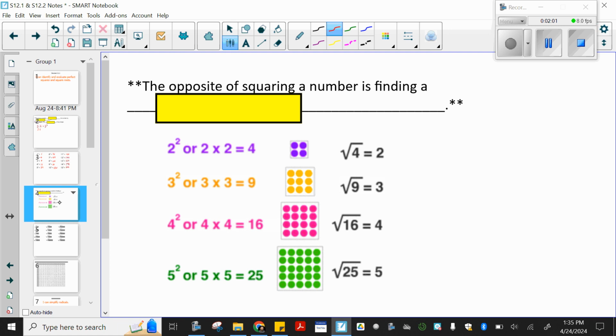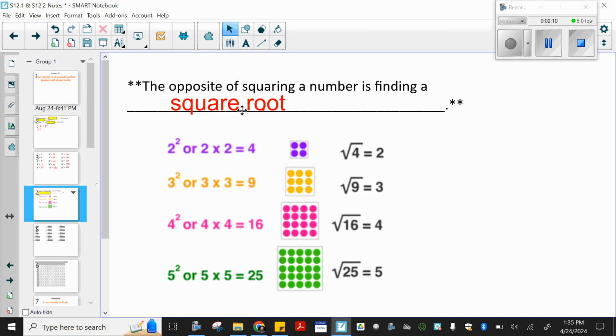So the opposite of that is finding a square root. The opposite of a square is a square root. There's the arrow here, square root. Let's write that in. So we just did 2 squared. 2 times 2 is 4. Well, the square root of 4 is 2. It takes us back to the original number.